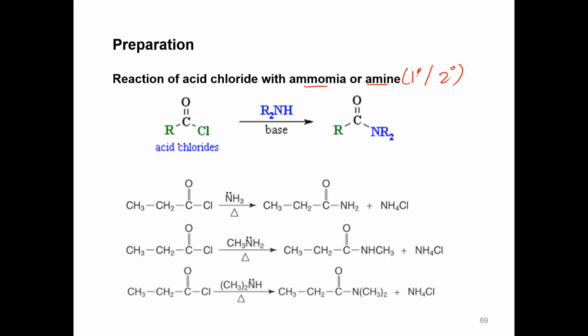Okay, so acid chloride reacts with amine. So this is the secondary amine. So it will produce an amide. So for example, you have here 1, 2, 3, propanoyl chloride. So react with ammonia, it will produce this compound. So what is the name of this compound?